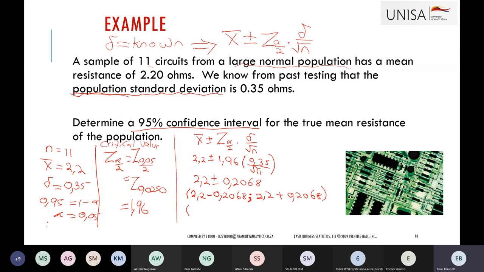So now go calculate. What is 2.2 minus 0.2068? That's 1.9932. 1.9932, semicolon, 2.2 plus 0.2068 is 2.4068. And that is your confidence interval. We have found the confidence interval and we can make conclusions.